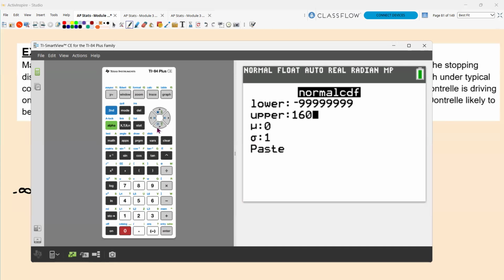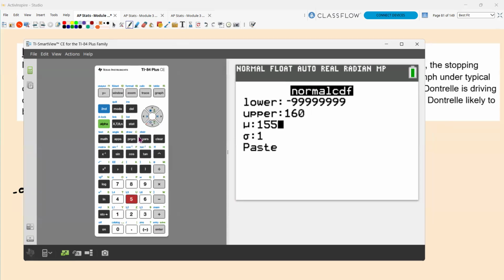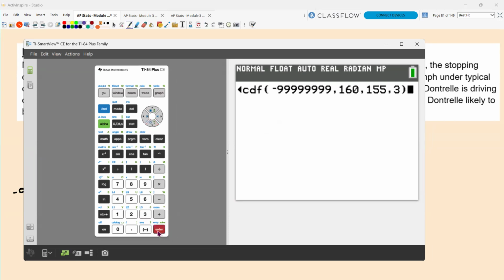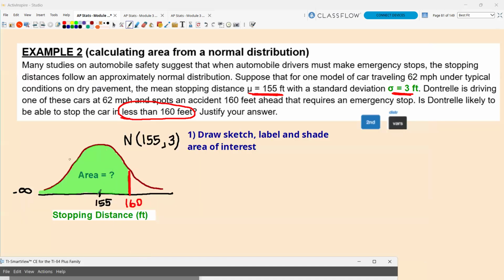And we're going to set our mean and standard deviation just as we were given. So our mean is going to be 155, and our standard deviation is going to be 3. And so you'll get a probability of about 0.9522. That roughly translates to about 95.2% of this part of the normal curve being shaded.